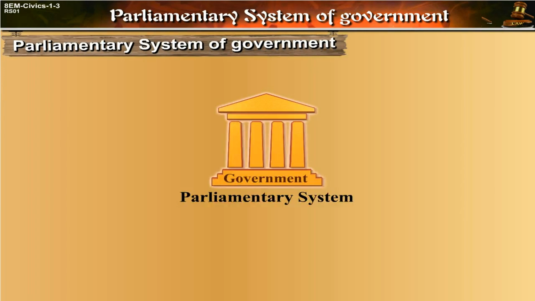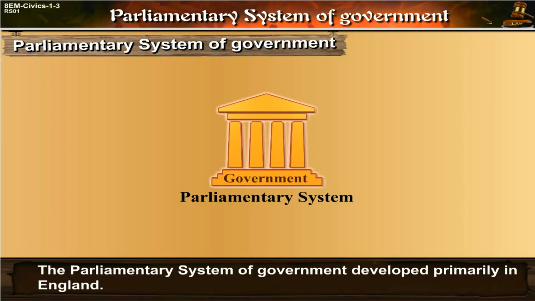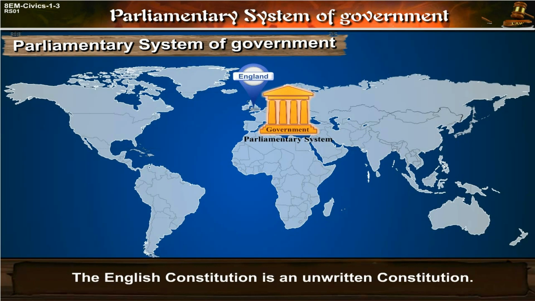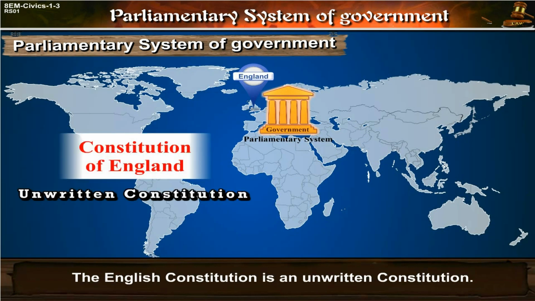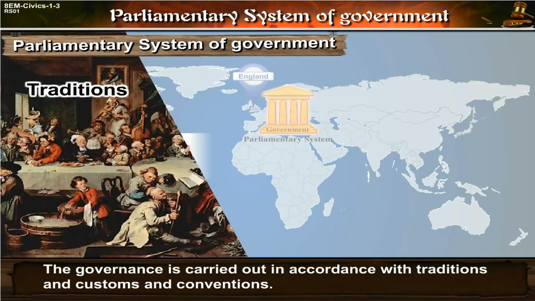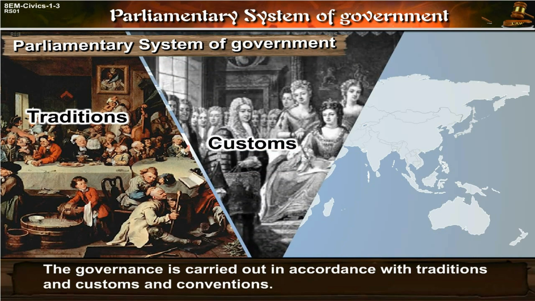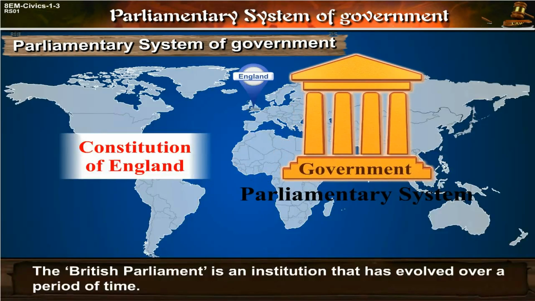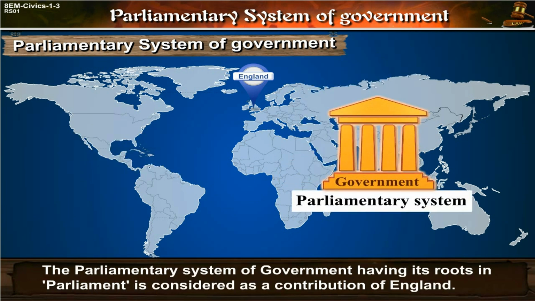Parliamentary system of government. The parliamentary system of government developed primarily in England. The English Constitution is an unwritten constitution. The governance is carried out in accordance with traditions and customs and conventions. The British Parliament is an institution that has evolved over a period of time. The parliamentary system of government, having its roots in Parliament, is considered as a contribution of England.